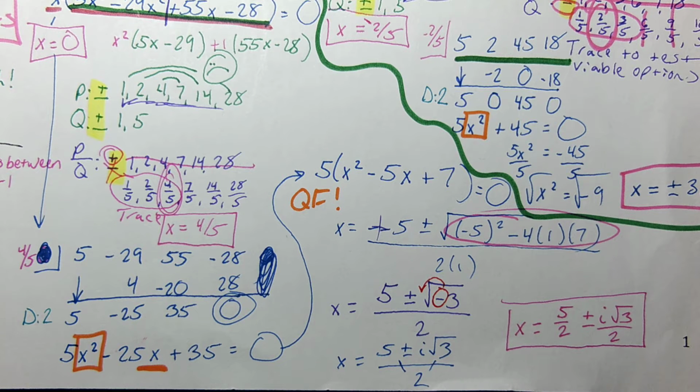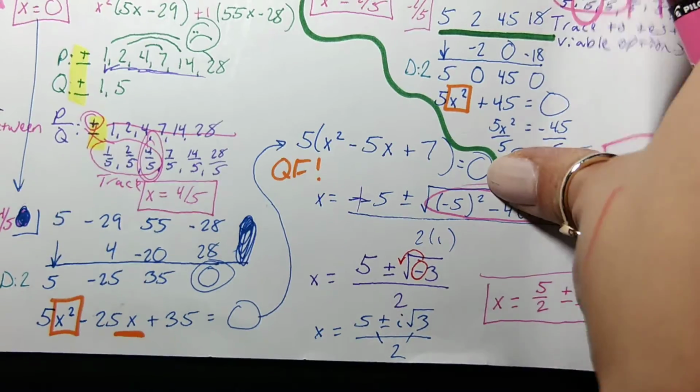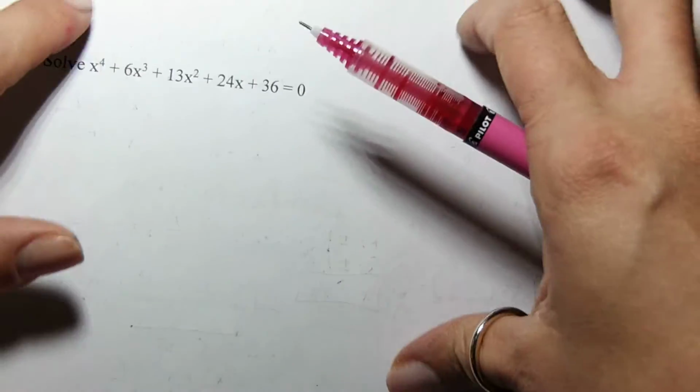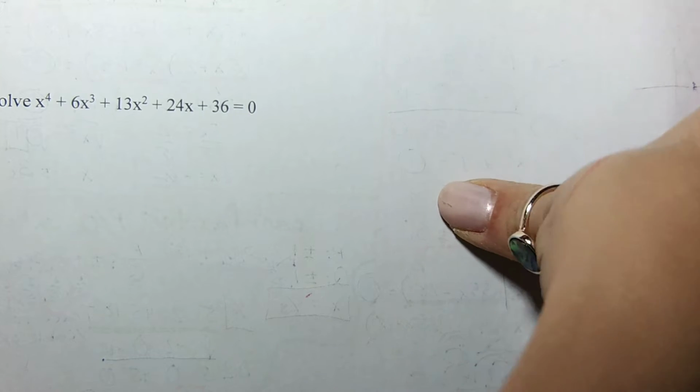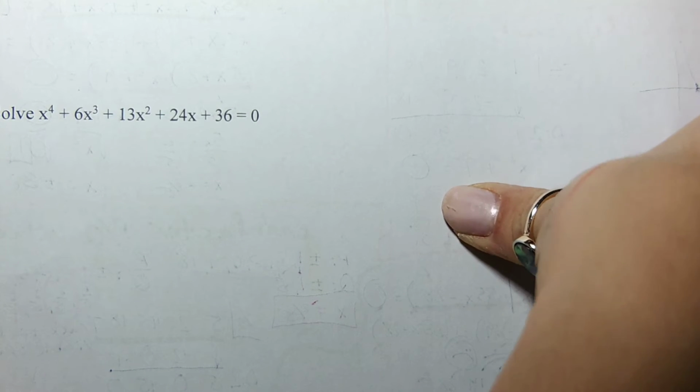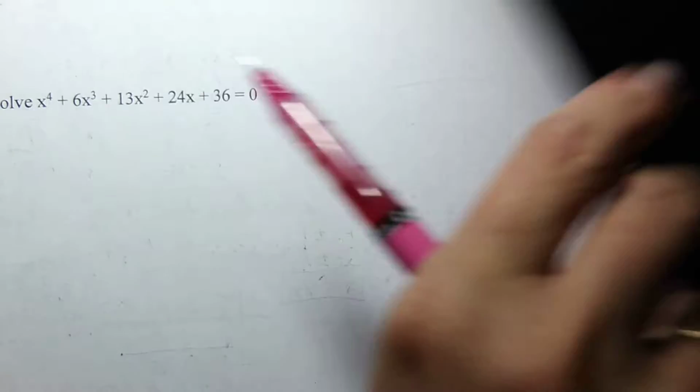4 total solutions. So folks, this problem is about as bad as it gets, where we had to use both p over q values and the quadratic formula. Most of yours are not going to be that bad. Go ahead and turn the page. No, there won't be one that's everything.